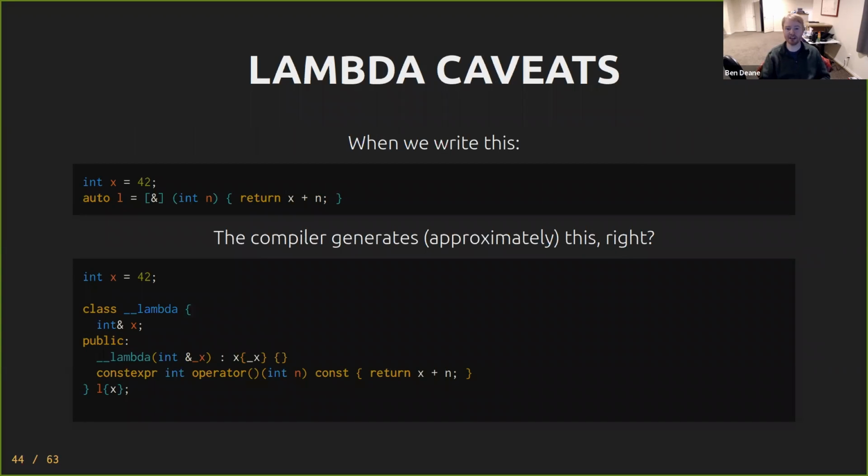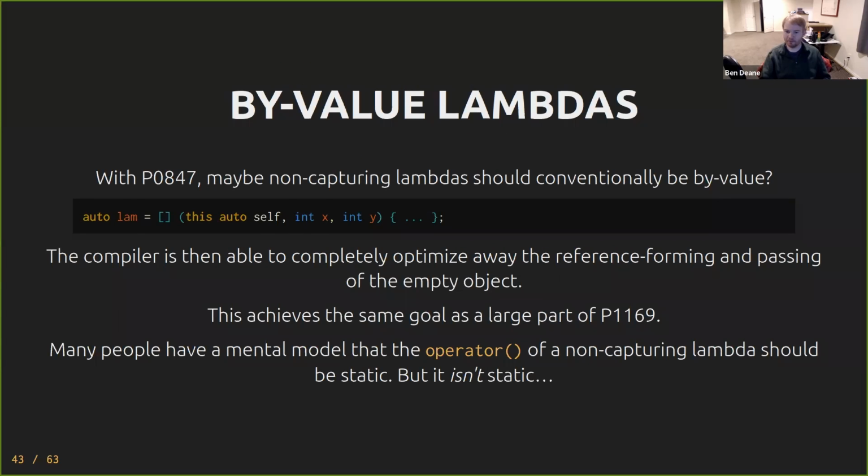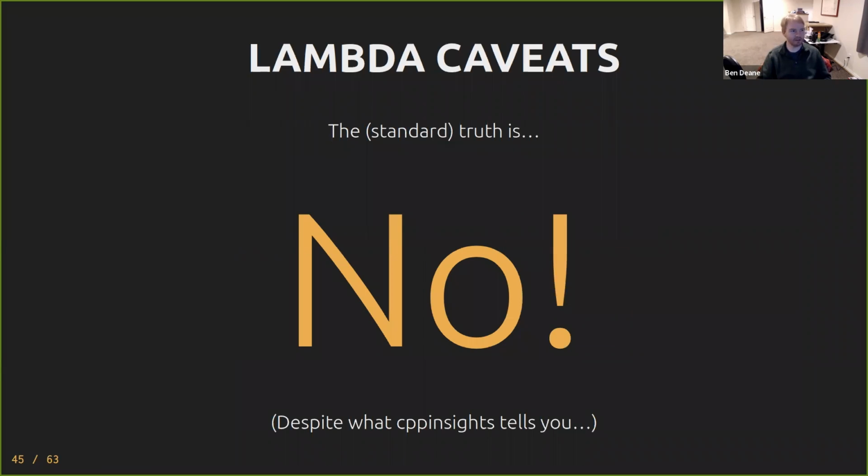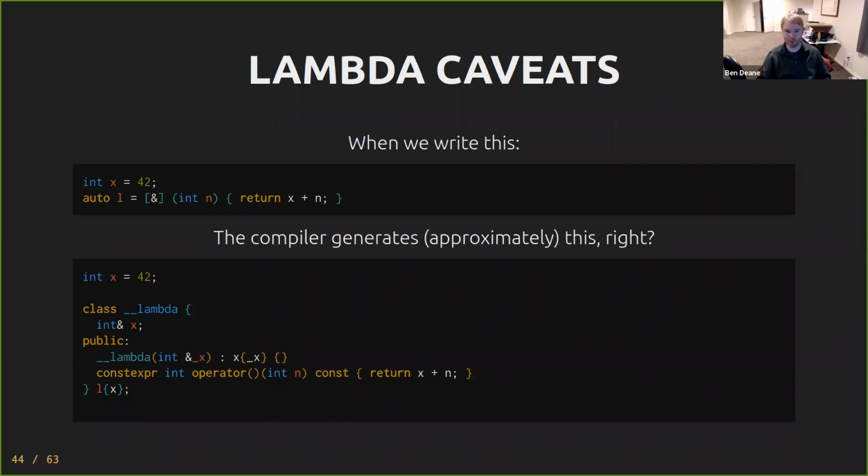So there are a few caveats with lambdas, right? So here's a lambda expression. And if you go to CPP Insights, you will see something like this, right? And this is how we all think about lambdas, because this is what the compiler generates when you write this lambda, right? Everyone nods. The answer is no, right? The standard based answer is no. What you're seeing, this class _ lambda, is a convenient way to think about it.